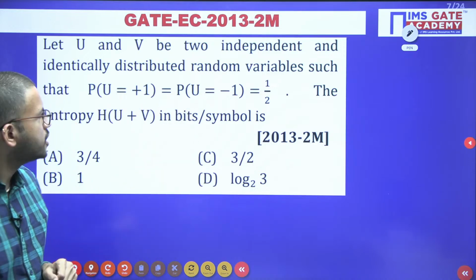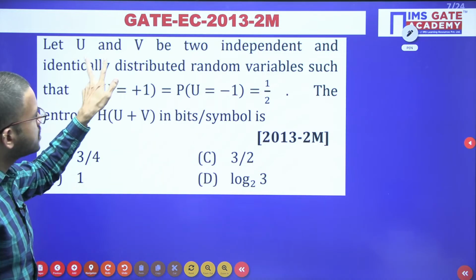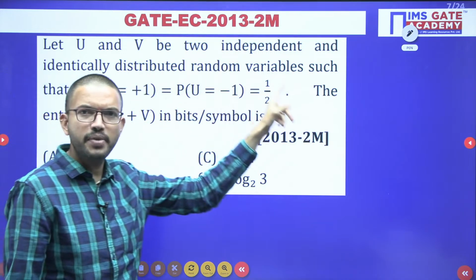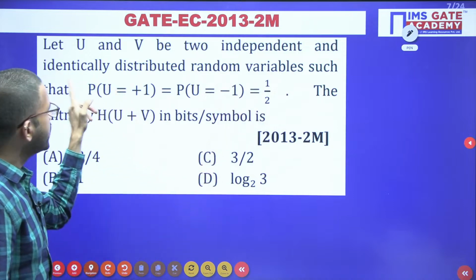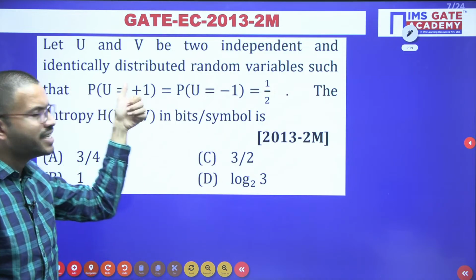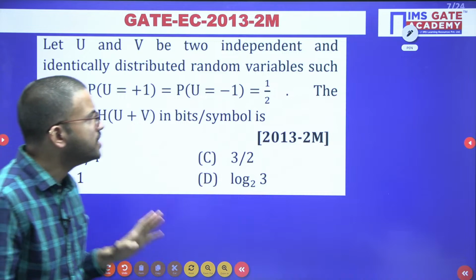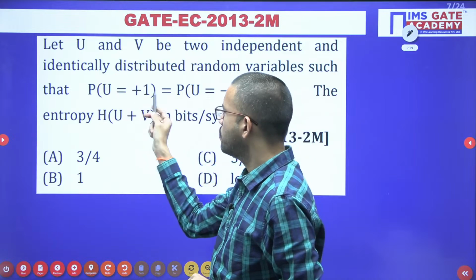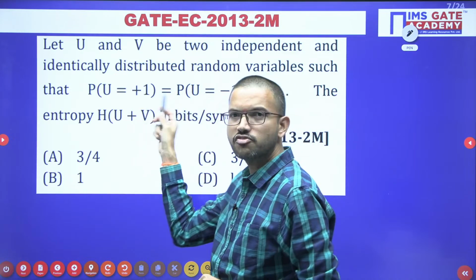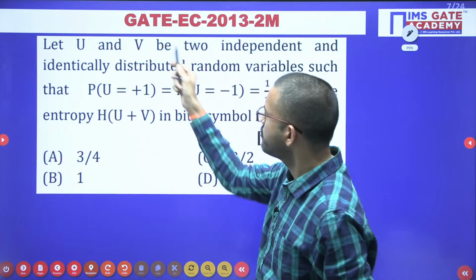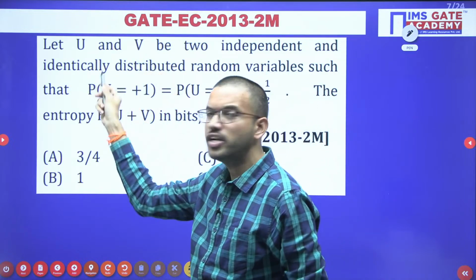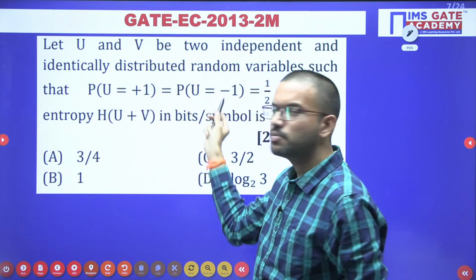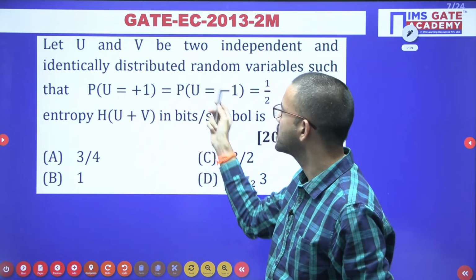Just like that question, here also U and V both are independent random variables, and they have mentioned identically distributed random variables. So in this example, regarding U they have mentioned the two possible values +1 and -1. Similarly for V also, since they have mentioned the word identical, two possible values are there, and those are nothing but +1 and -1.